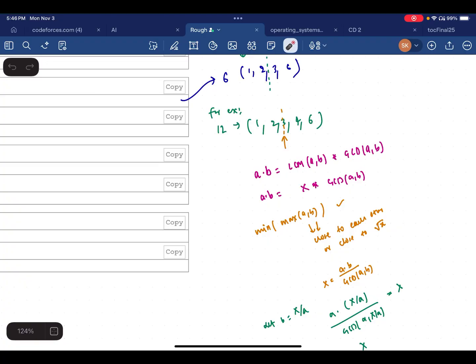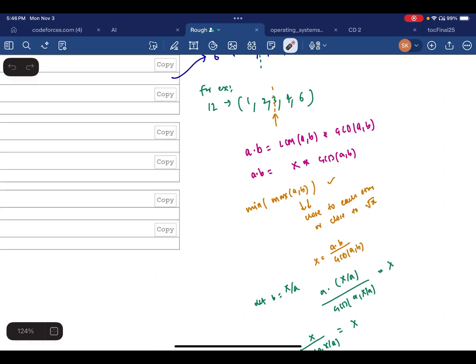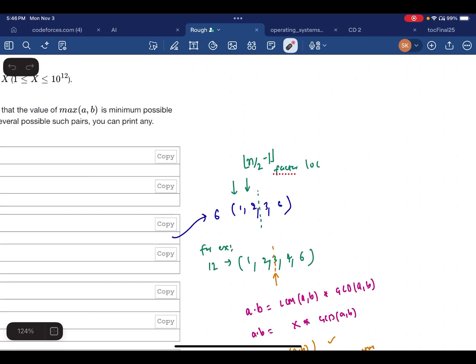What we can think of is one number theory property: the multiplication of any two numbers is equal to the LCM of those numbers times the GCD of those numbers. So we are given the LCM as x, and the GCD is something else. We have to minimize the maximum value of a and b, so we have to choose them close to each other. It means they will be close to the root of x. If you see a value like 9, the root of 9 is 3. So if we take 3 as a, the other will be 3 as b. This will give us the minimum of that max value.